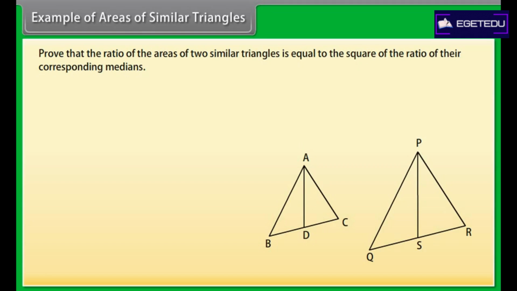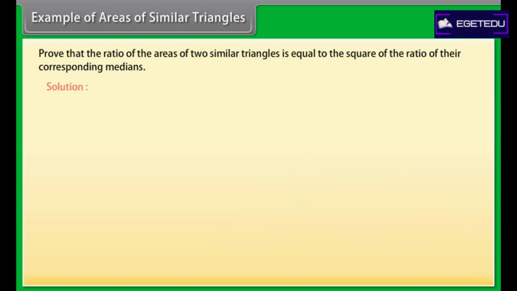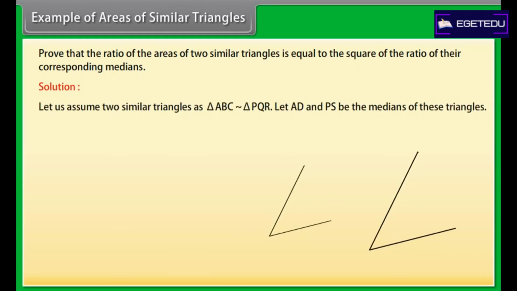Prove that the ratio of the areas of two similar triangles is equal to the square of the ratio of their corresponding medians. Solution. Let us assume two similar triangles as triangle ABC is similar to triangle PQR. Let AD and PS be the medians of these triangles.